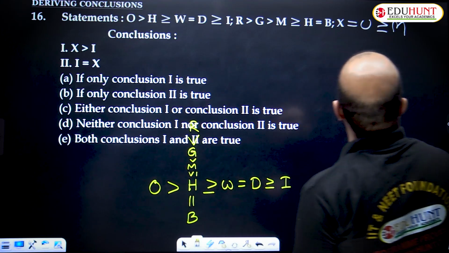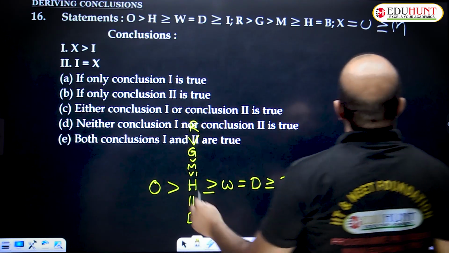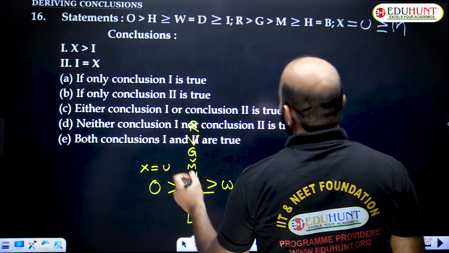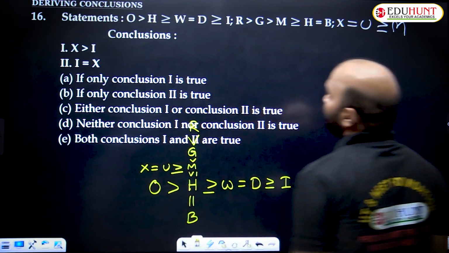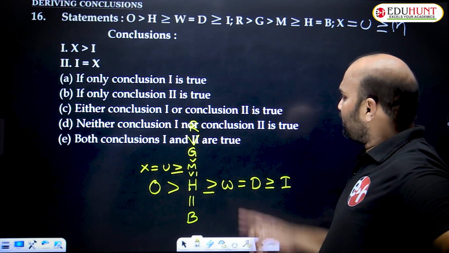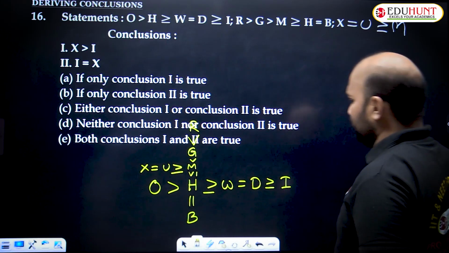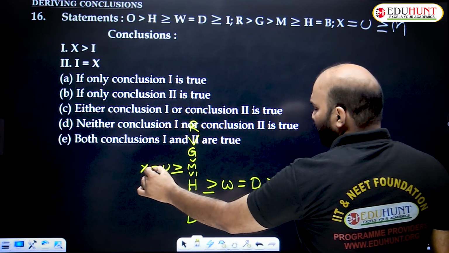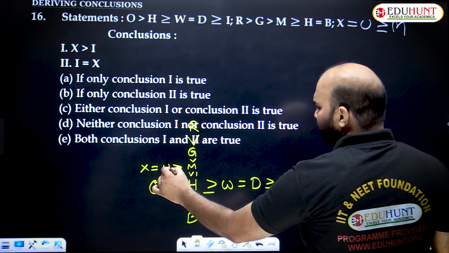Next one: X, U, M. X equals U. U is greater than or equal to M. But the conclusion I am asking is X to I. So X to I, you can write X to I. This is the X part. X is equal to U.